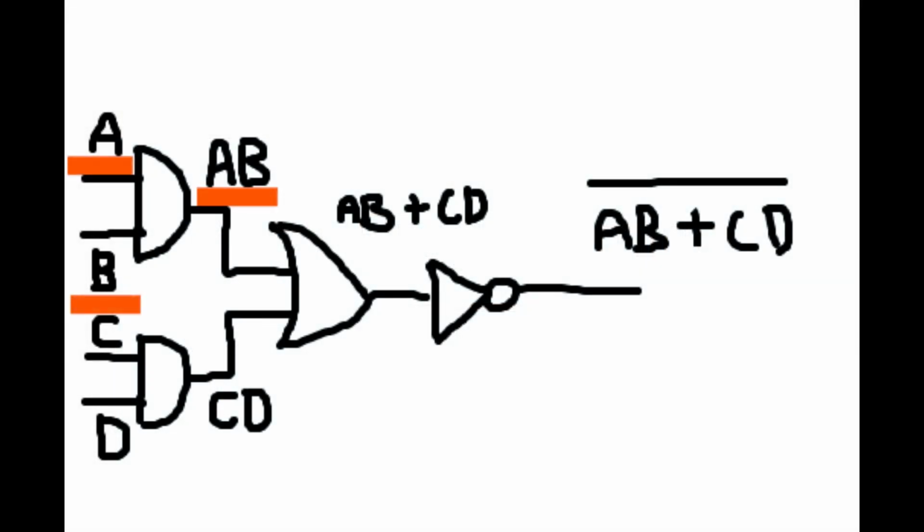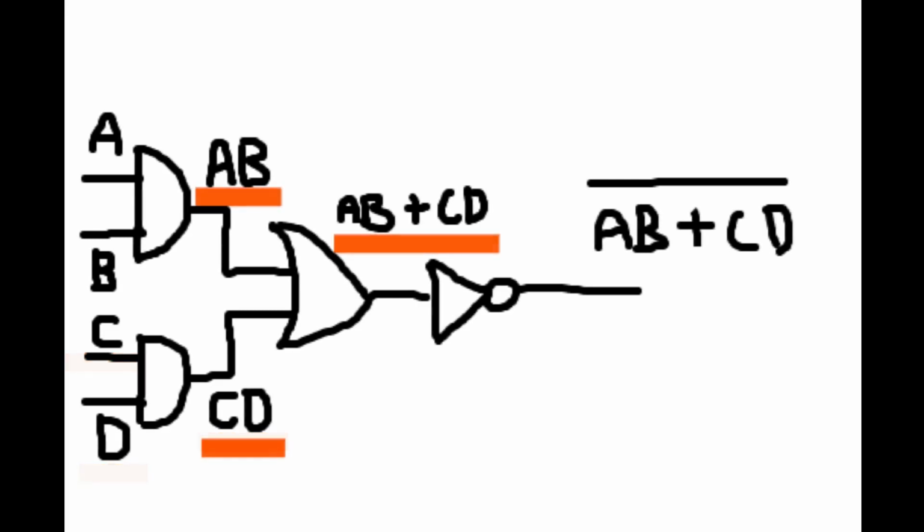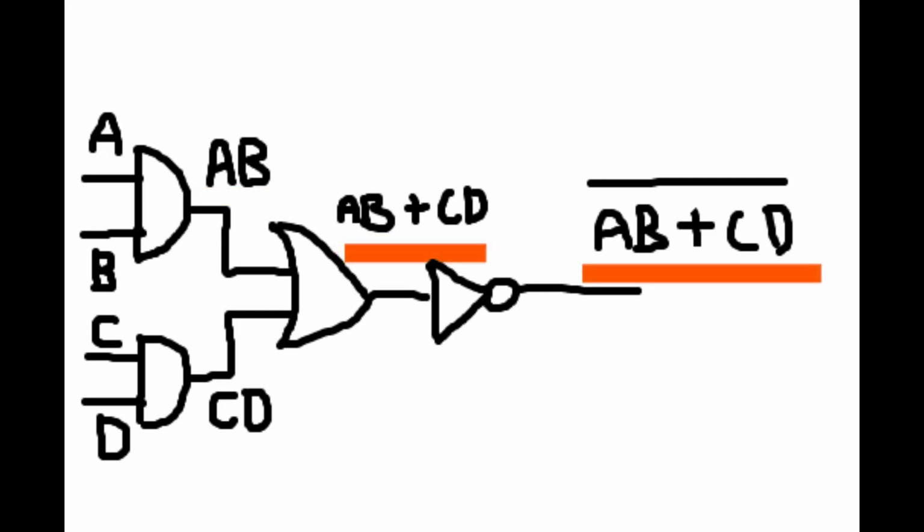A and b can be ANDed to get ab. Similarly, c and d can be ANDed to get cd. In the next step, these two values can be ORed to get ab plus cd. Finally, this value can be inverted to obtain the required output, that is (ab + cd) whole bar.